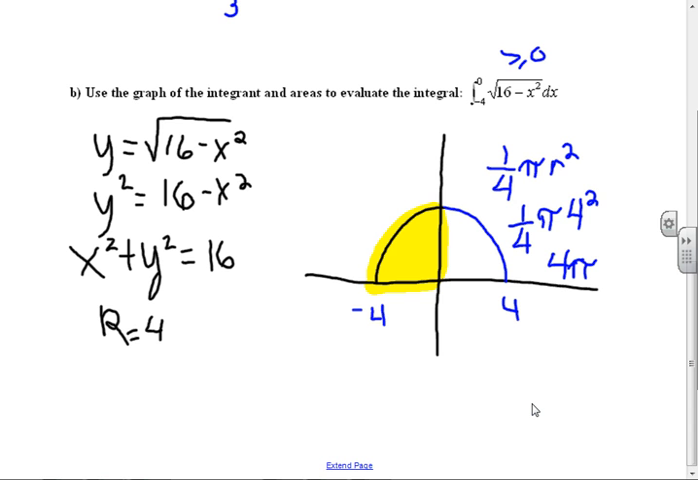You do have to be careful about which direction you go. If I integrate the wrong direction, I will get a negative sign. So it's like a vector.